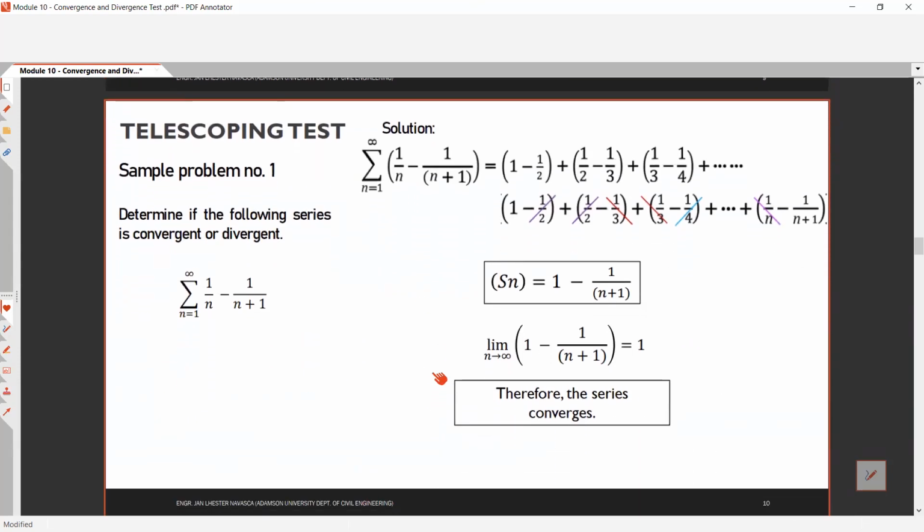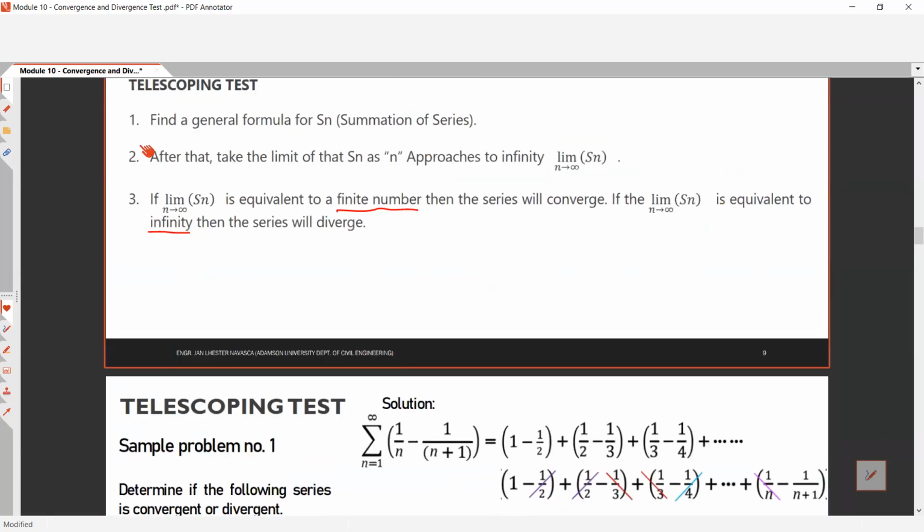Okay, so sample problem number 1. Using a telescoping test, determine if the following series is convergent or divergent. Let's say we have an example na series: summation of n equals 1 to infinity of 1 over n minus 1 over n plus 1. Okay? So the solution, sabi niya dito, step 1 is find the general formula of the summation of the series.